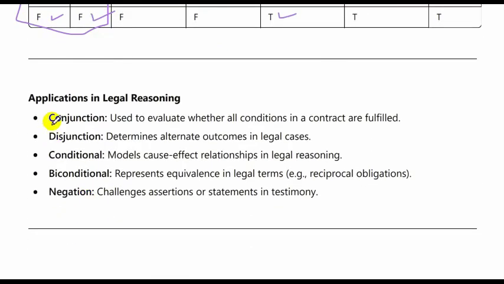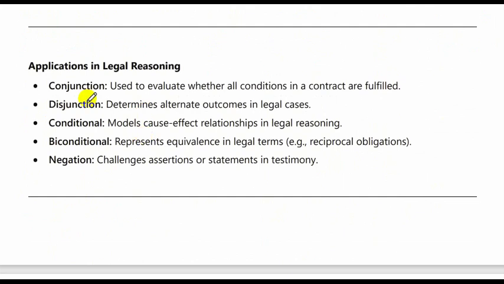Alright, so, applications in legal reasoning. Conjunction: where do we use it? Conjunction is used to evaluate whether all conditions in a contract are fulfilled. Disjunction determines alternate outcomes in legal cases. Conditional logic models cause-effect relationships in legal reasoning: if this happens, then that will be the punishment. For example, if somebody commits a crime, he will be punished.